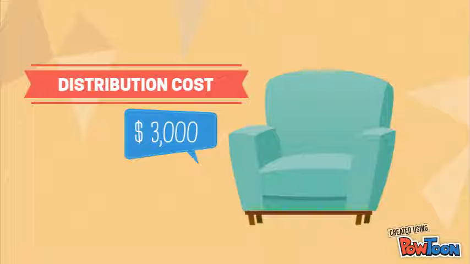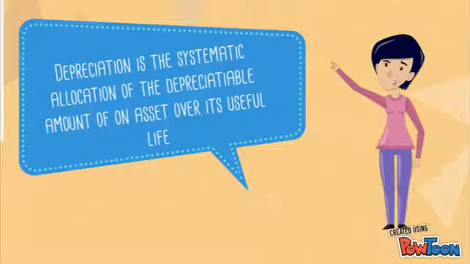Don't forget, furniture isn't an administrative expense. It's a distribution cost. So now you should know what depreciation is. It is the systematic allocation of depreciable amount of an asset over its useful life.